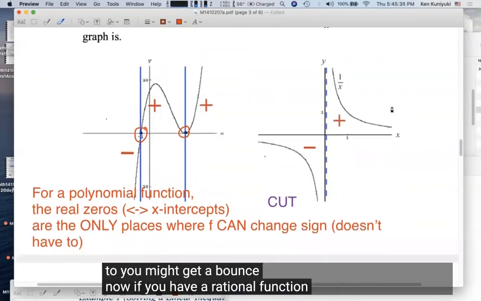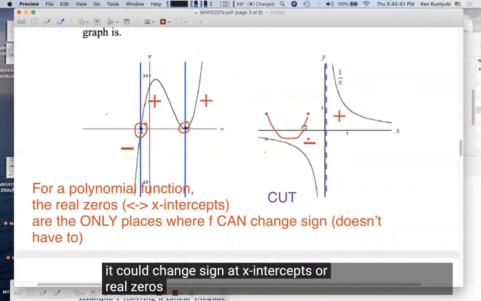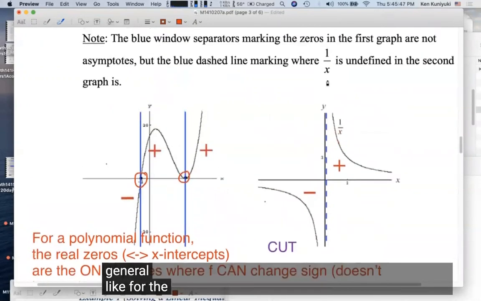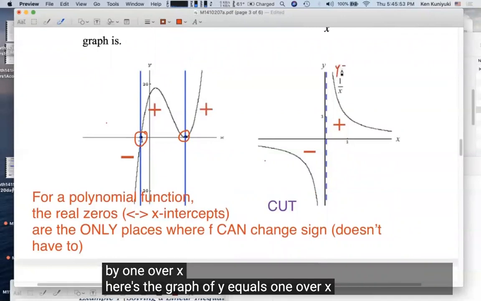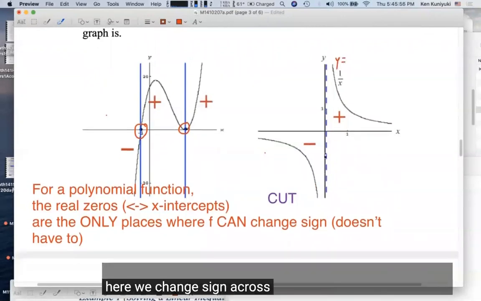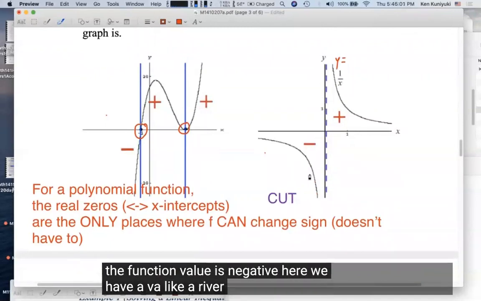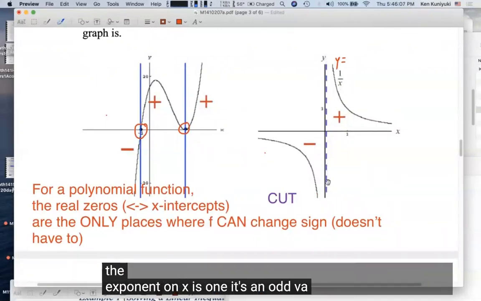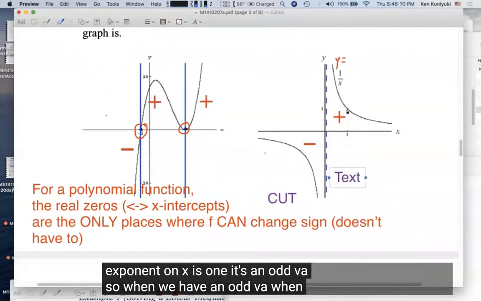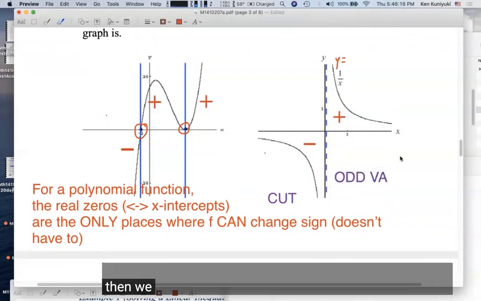Now, if you have a rational function in general, well, again, it could change sign at x-intercepts or real zeros, but you can also change sign where it's undefined. So for a rational function in general, like for the reciprocal function given by 1 over x, here's a graph of y equals 1 over x. Here, we change sign across the VA. The function value is negative here. We have a VA like a river when we cross the river. Here, because the exponent on x is 1, it's an odd VA. So when we have an odd VA, when the exponent on the factor down there is odd, we have a change in sign.